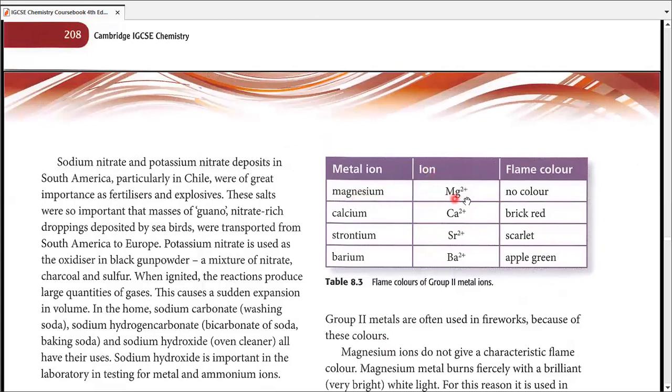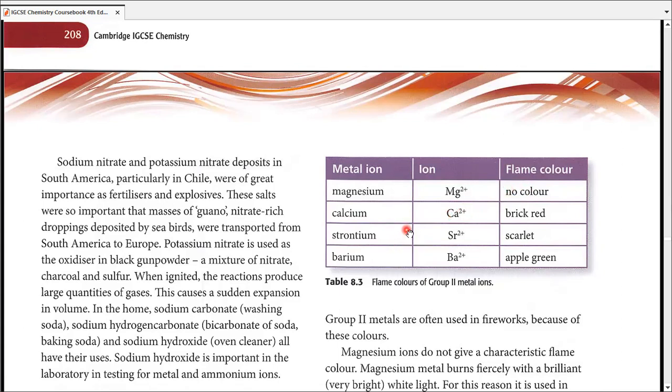It's pretty easy. Magnesium does not give any flame color. Instead, it gives a bright, flashy white light. Magnesium was used in flashlights before we came up with the digital method. Previously, we used to burn magnesium, and it gave a flash of white light.